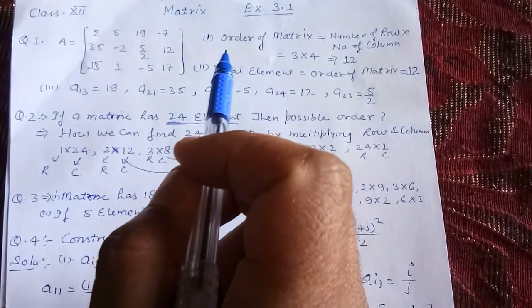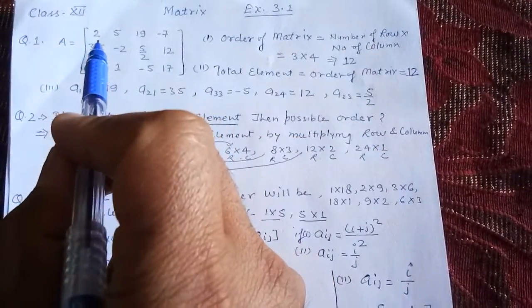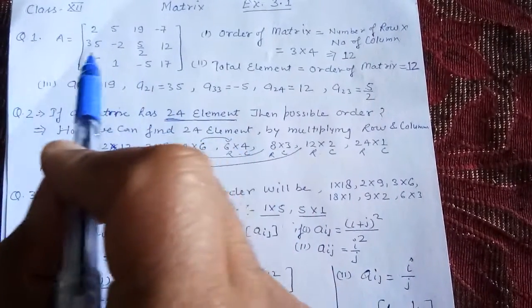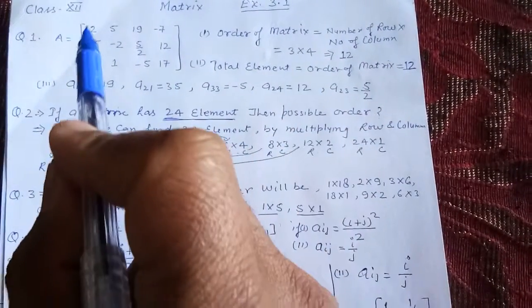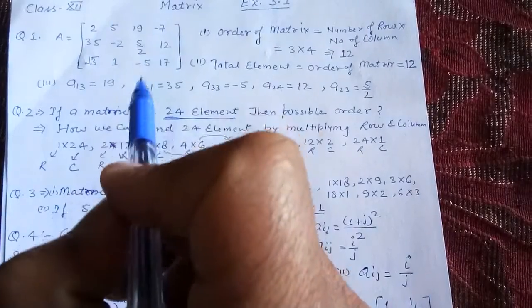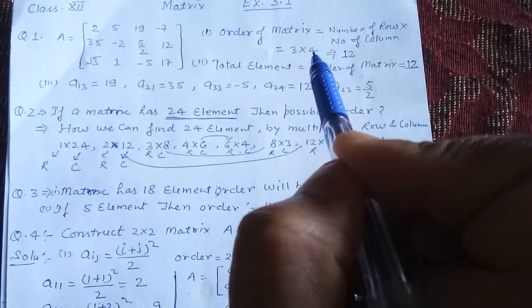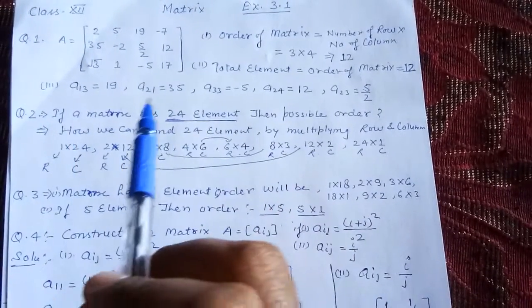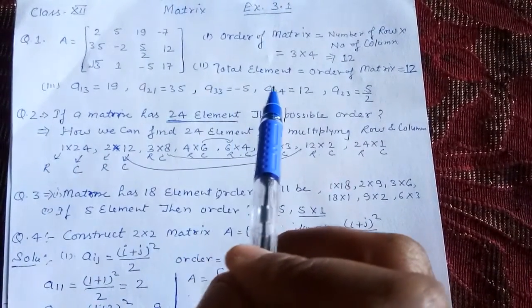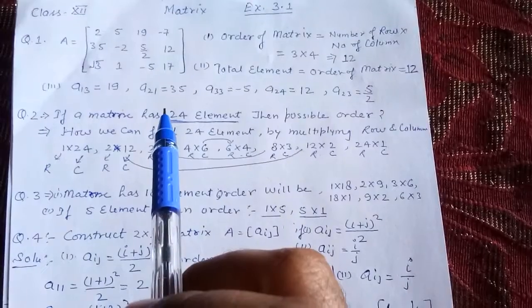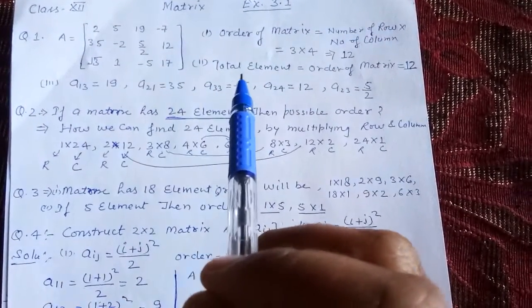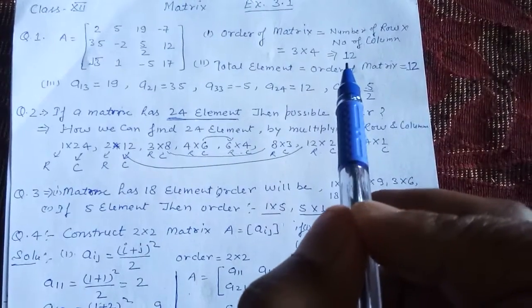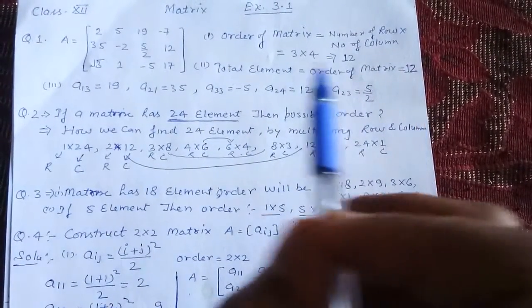As I told you, order of matrix equals number of rows into number of columns. Number of rows is 1, 2 and 3, so the number of rows is 3, and the number of columns is 1, 2, 3 and 4. Number of columns is 4. It means the order will be 3 by 4, that is 12. Right, and the second part is total number of elements. As I told you, total number of elements equals the product of the order of the matrix, and the order is 12, so the total number of elements will be 12.